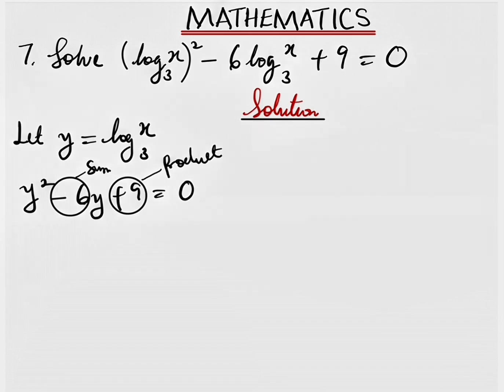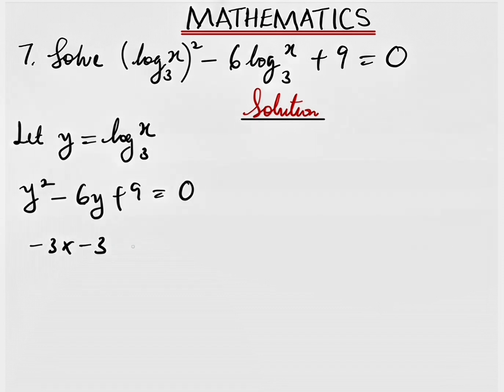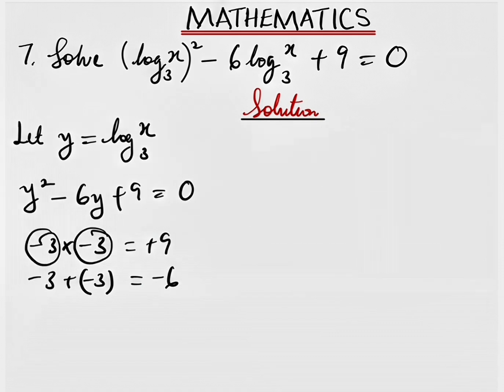And these two terms are negative 3 and negative 3, because negative 3 multiplied by negative 3 gives positive 9, and negative 3 plus negative 3 gives negative 6. So these two terms are negative 3 and negative 3.